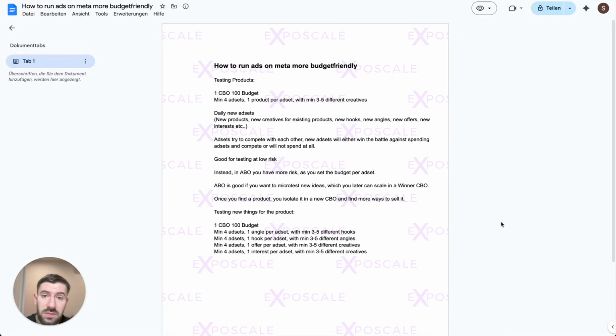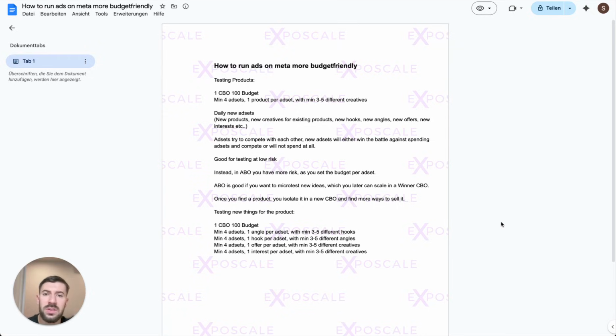So how it basically works is after you find your niche and you have some products ready, you can set up your first campaign. It will be a CBO. You can put it on 100 budget. And in that CBO, you want to put at least 4 ad sets. Each of these ad sets is one product and between 3 and 5 creators. So what you're gonna do is add daily new ad sets to that CBO.